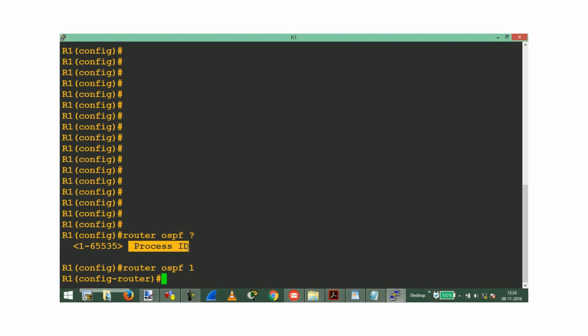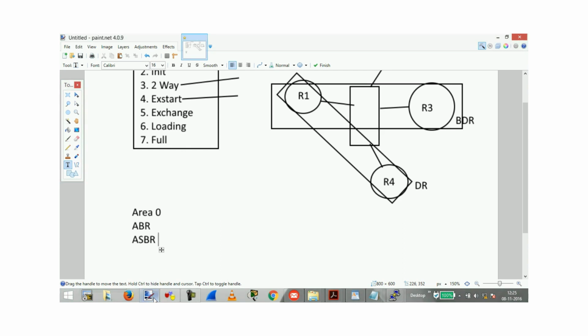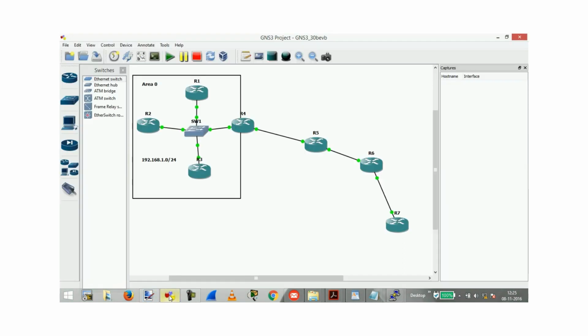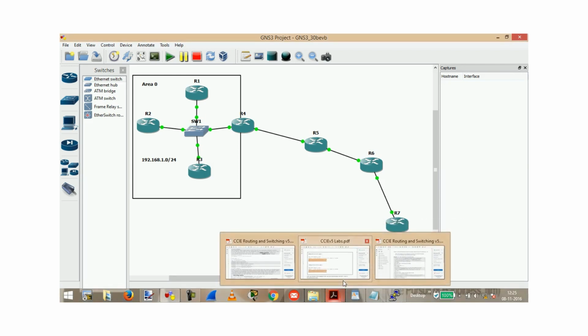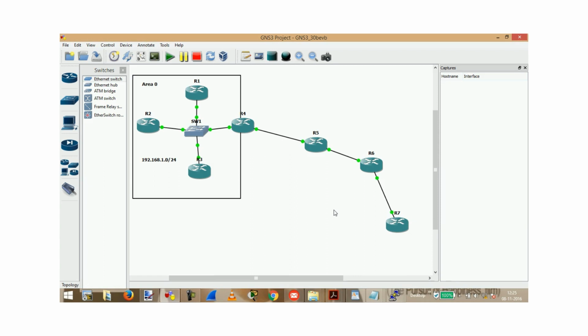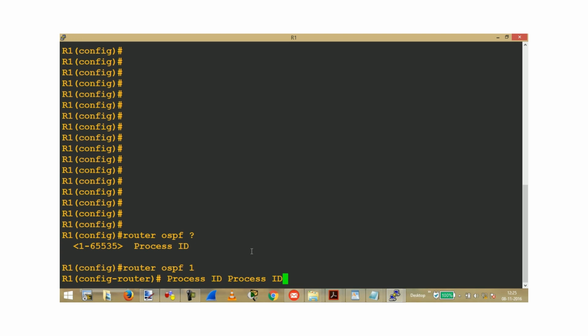This is very similar to the process IDs on our devices also. Like on this device, there are so many applications running: Paint.net, GNS, right? We have PDF files that are running. All of these are different applications, and definitely all of them have been assigned different process IDs. The similar thing happens in OSPF. So you give a process ID for the OSPF process.